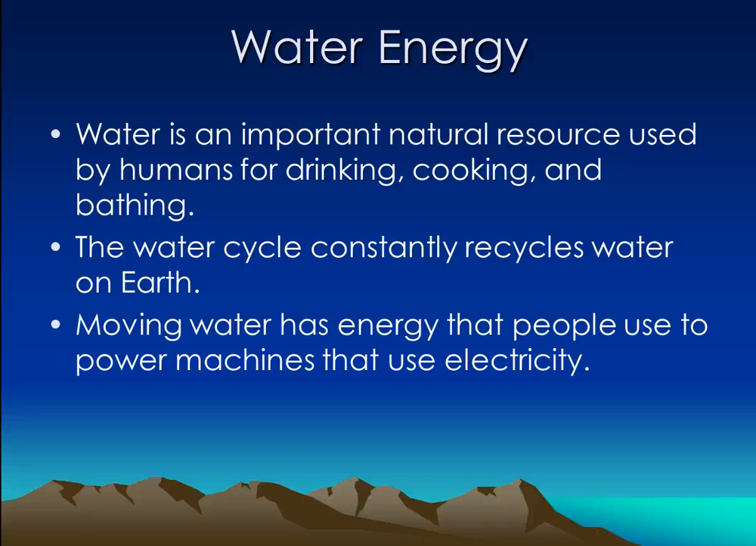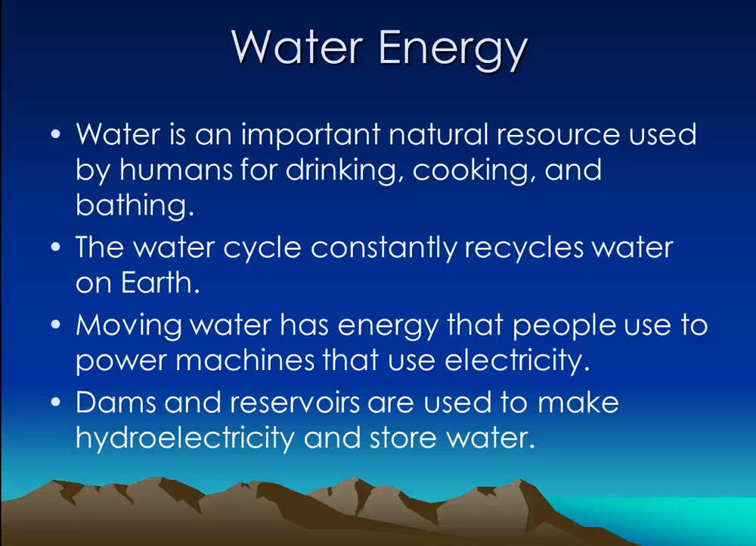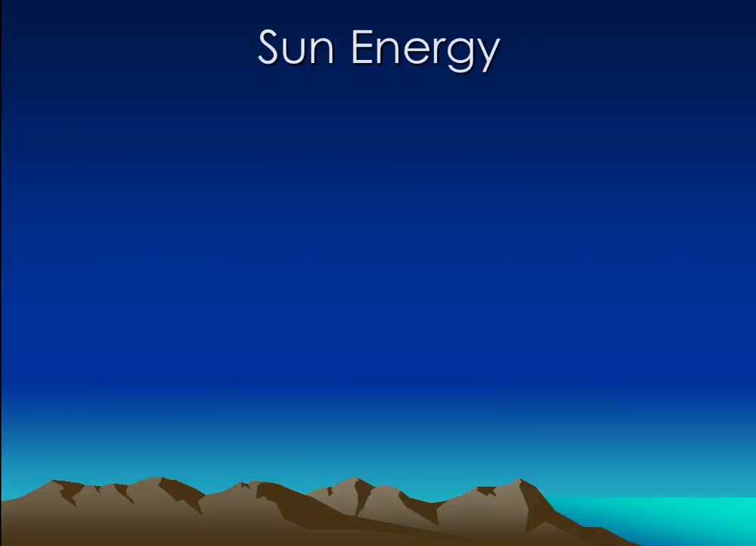Moving water has energy that people use to power machines that use electricity. Humans have learned how we can use that moving water to produce electricity. Dams and reservoirs are used to make hydroelectricity and store water. We use dams to make the hydroelectricity, and the reservoirs store water.